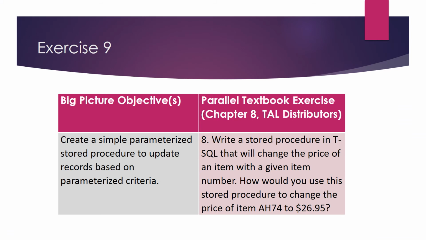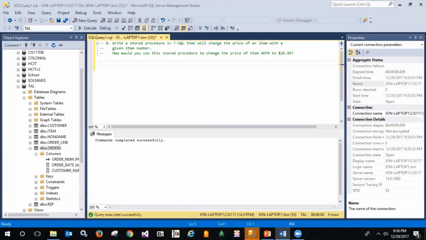In exercise 9, we will once again create a simple parameterized stored procedure to update records based on parameterized criteria. For exercise 9, we're going to use as a parallel TAL 8 for this chapter, which says write a stored procedure in T-SQL that will change the price of an item with a given item number. So if we have the item number, update the price. How would you use this procedure to change the price of item AH74 to 26.95?